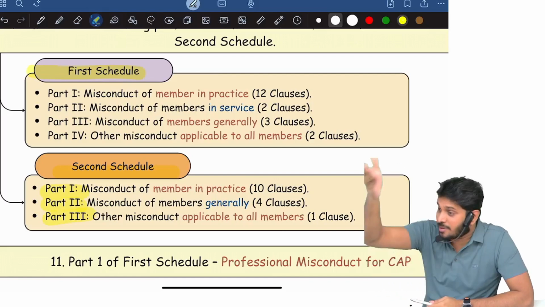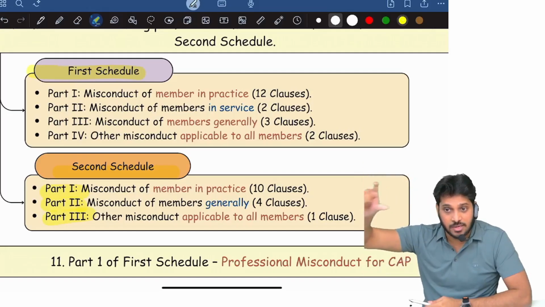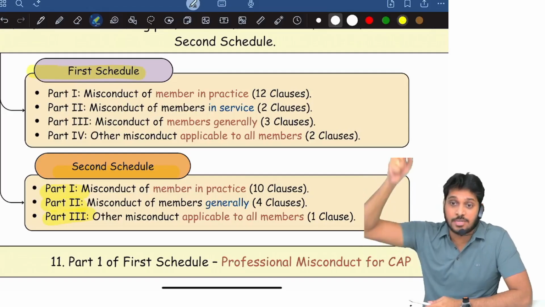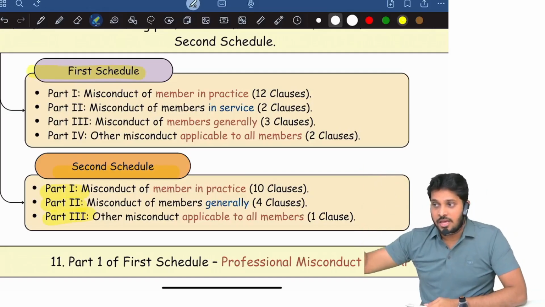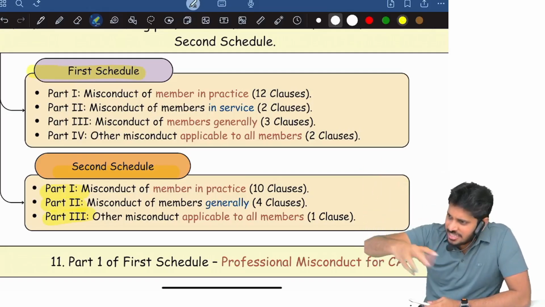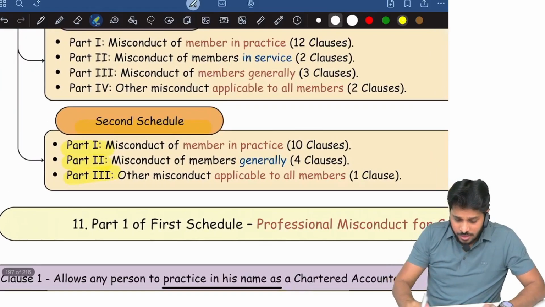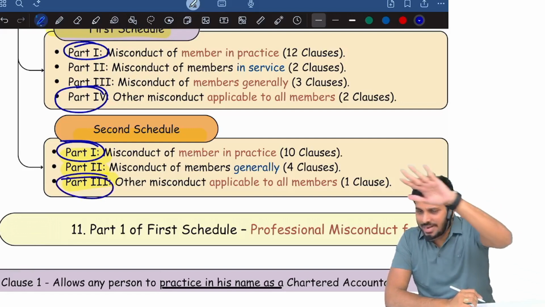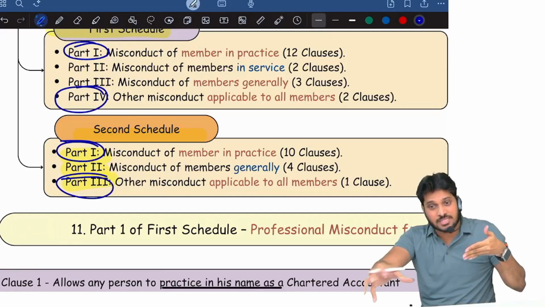At least a third party is not affected. If a third party is affected, in the second schedule, especially part 1, the offenses covered are such that third party interest is affected. If third party interest is affected, the punishment is more severe. That's why. If third party interest is not affected, only our profession's interest is affected, then it is a first schedule offense. Now, in both the cases, part 1 deals with practicing CAs. The last part is other misconduct. So first part, practicing CAs, and the last part in both the schedules deals with other misconduct for all CAs.